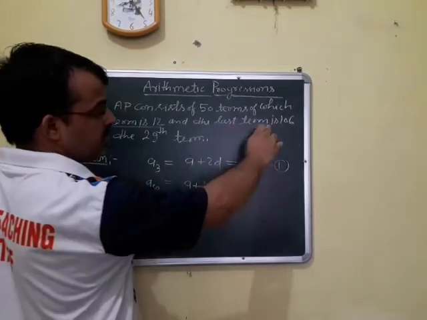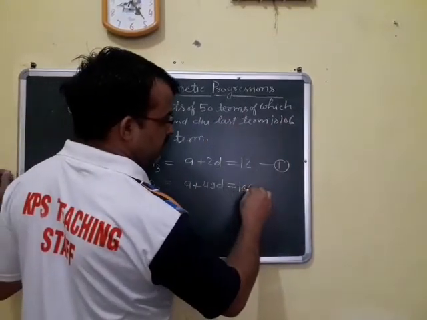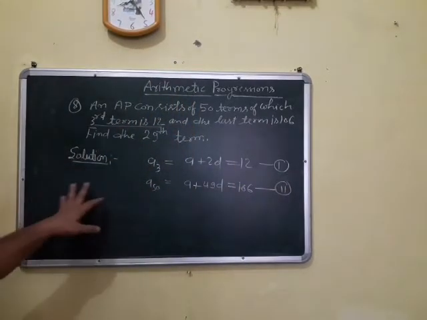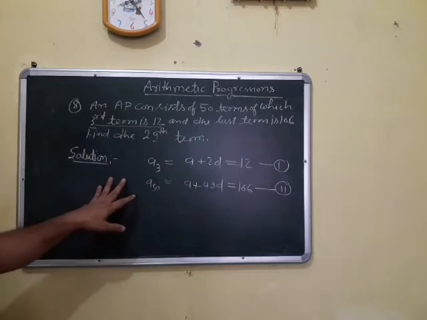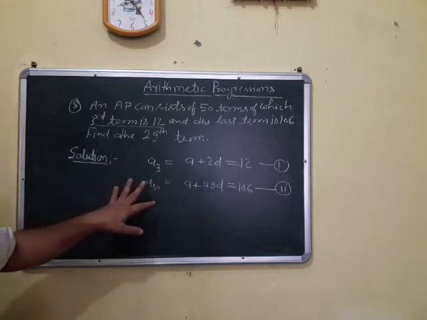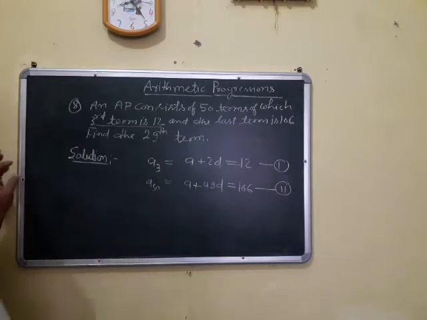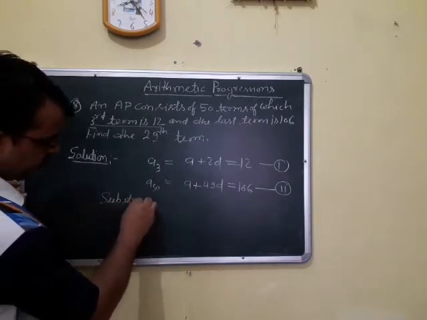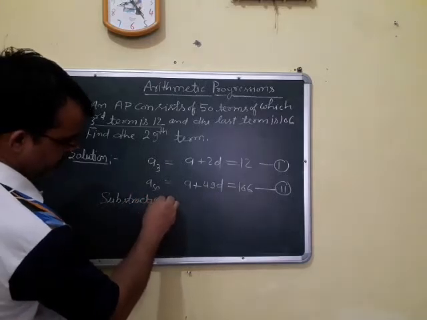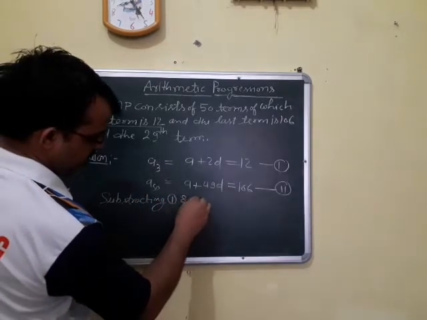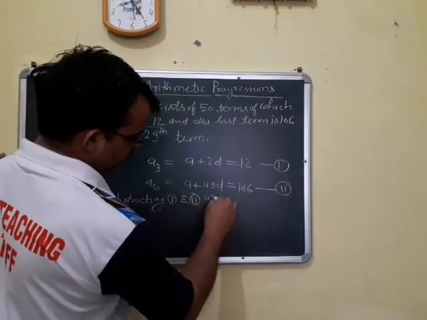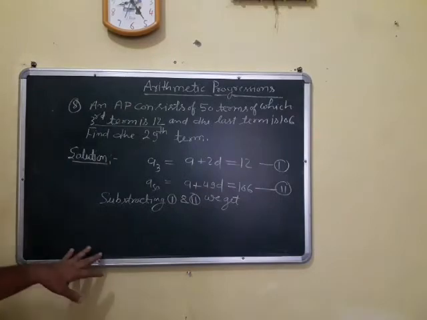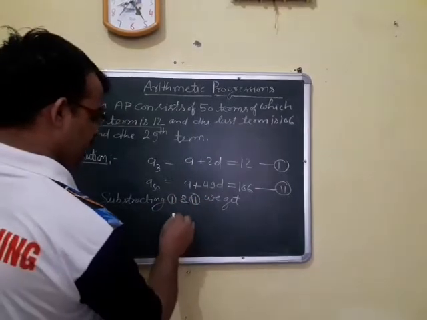And the last term is 106. This one is equation second. Any doubt, student? Clear. Subtracting equation first and second, we get. So here we subtract equation first and second. Now look here, equation second.